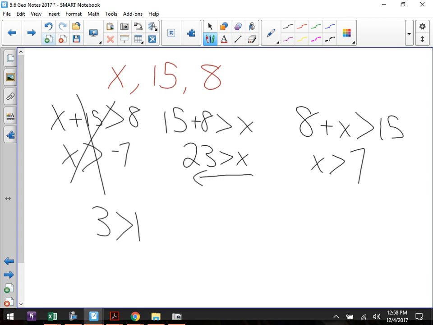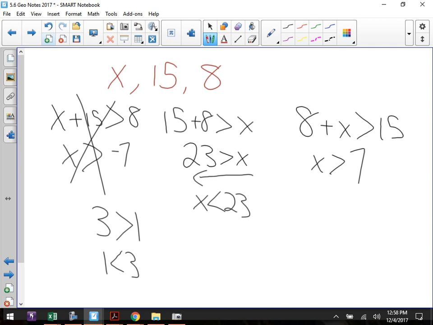True or false? If I say that backwards, 1 is less than 3. Is that true or false? Yeah. That's what happens when you rewrite things backwards. So if I write this backwards, x is less than 23, but x has to be greater than 7.